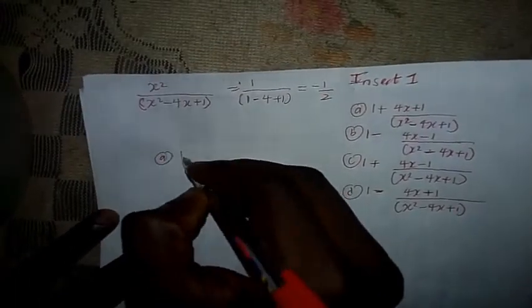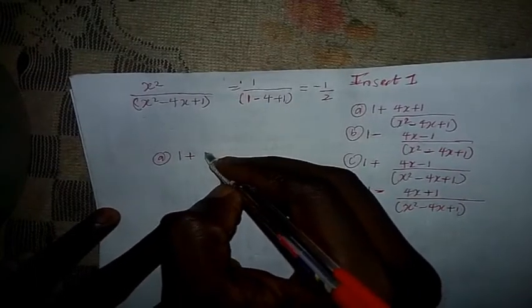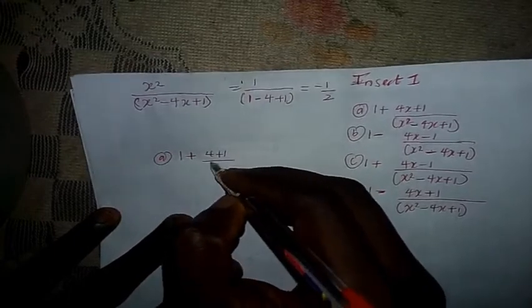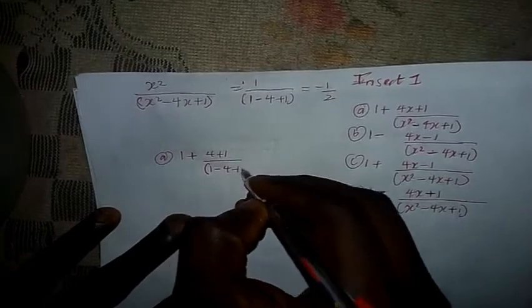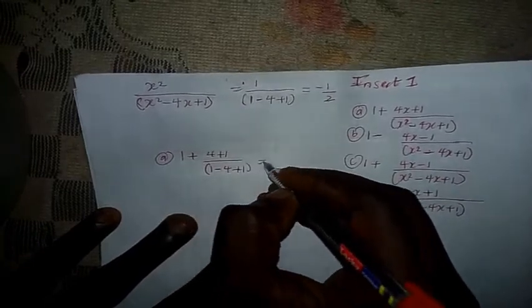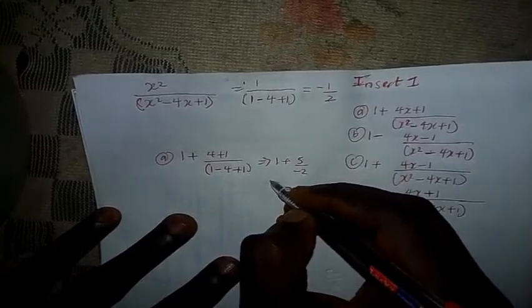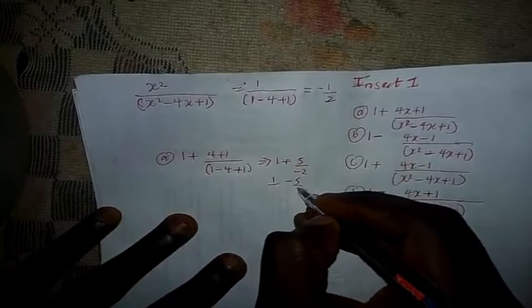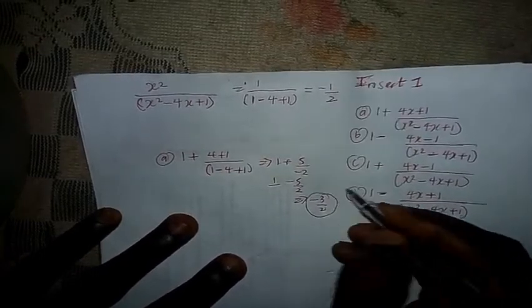Option A is 1 plus, you put 1 into x, and that's 4 plus 1, right? That's 1 minus 4 plus 1 plus 1. So that will be 1 plus 5 over minus 2. And if you find the LCM, that's 1 minus 5 over 2, and that will be 1 minus 3 over 2. I don't need to be doing that one. That's minus 3 over 2.